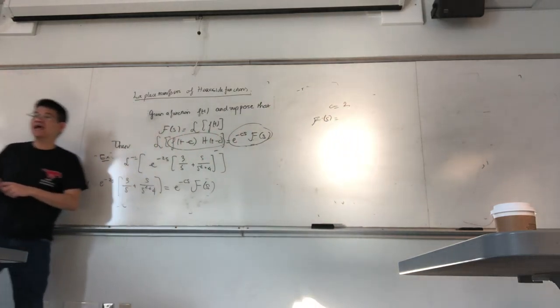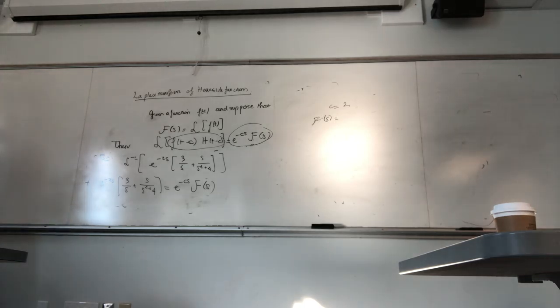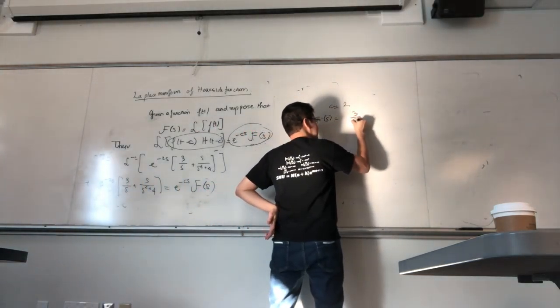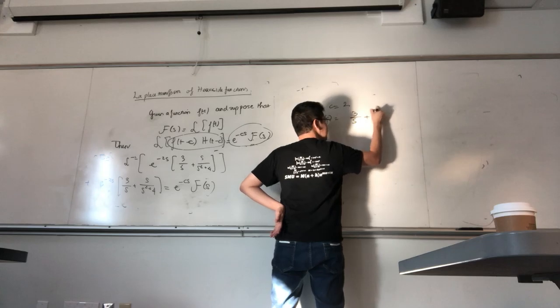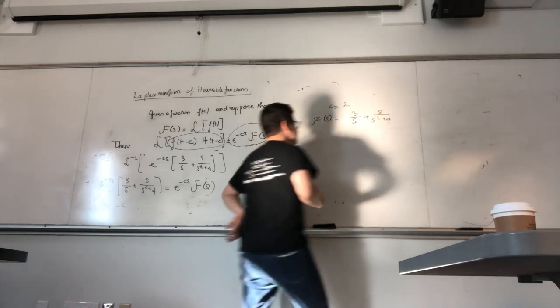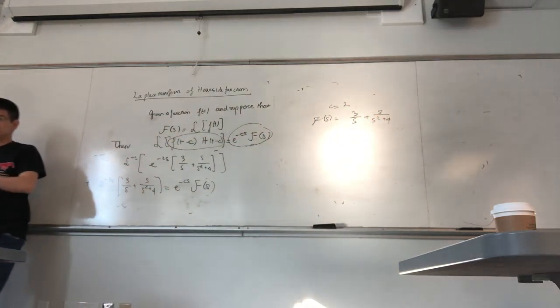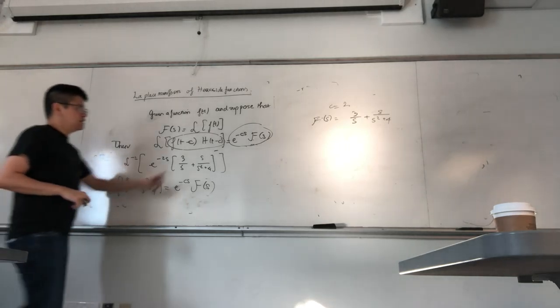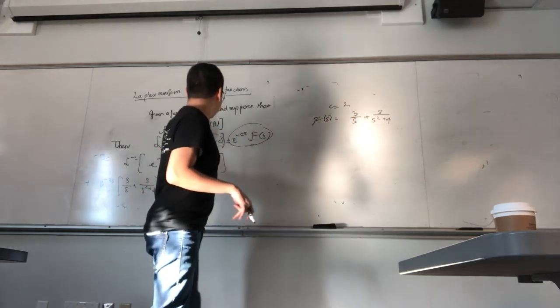What is F of s? Yes, the 3 over s plus s over s squared plus 4. So now I have 3 over s plus s over s squared plus 4. Right? What is the next step? Yes, is it to find f of t? So now, the next step is to find this small f, right?